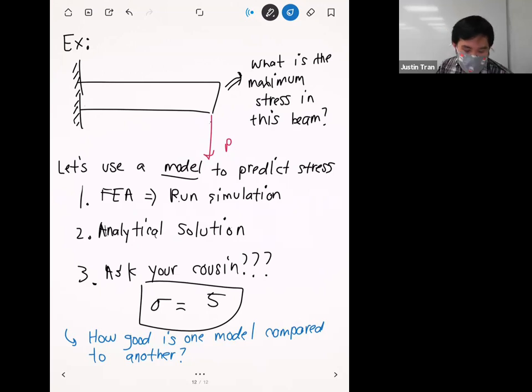I think that's always a good saying that I keep in my brain, just to ground me and make sure that I'm always being realistic with the tools that I'm using. All right, so let's go ahead and answer this question now. How do we assess how good or how reliable one model is compared to another one?